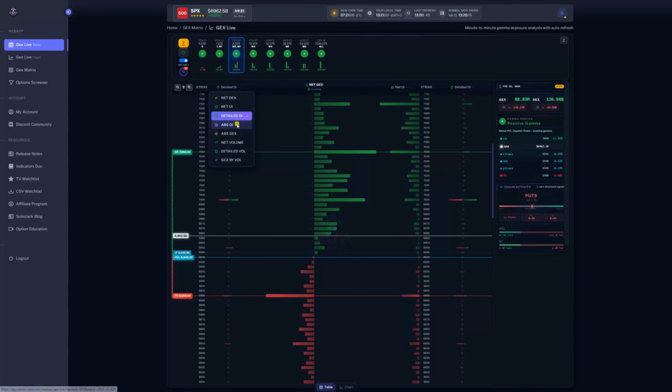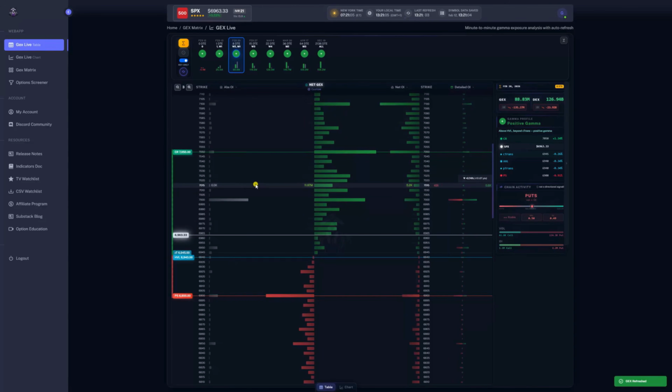And the other open interest metric we have is absolute OI that tells you where the highest call and put open interests are. And obviously at this 7000, this is a pretty significant level in SPX right now.